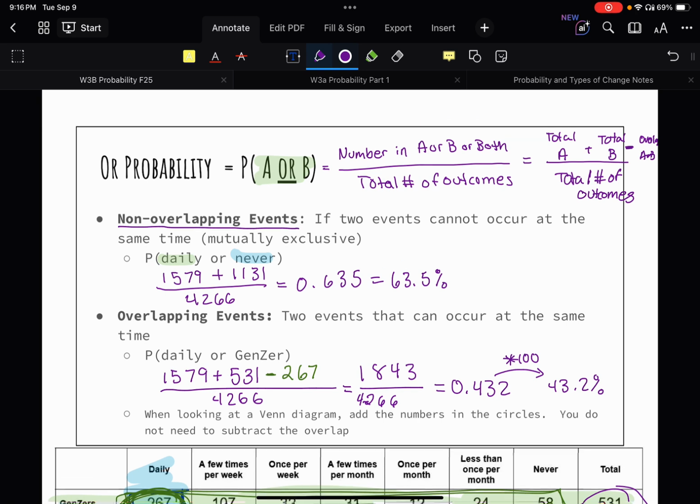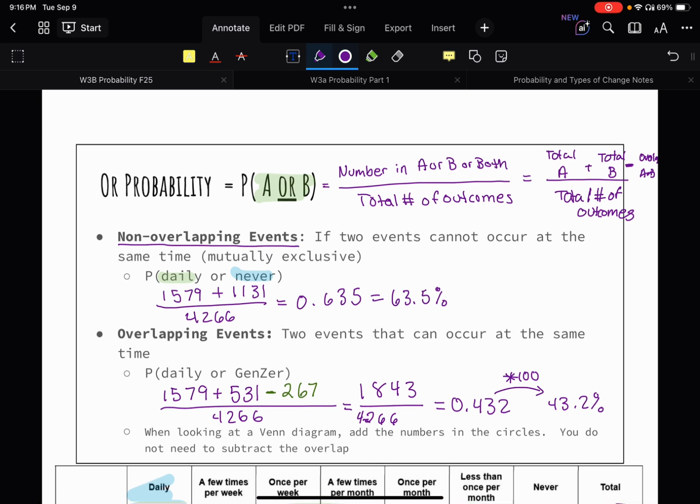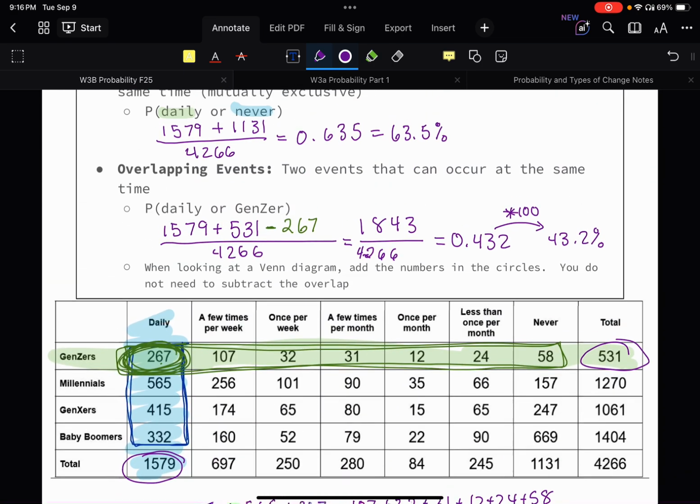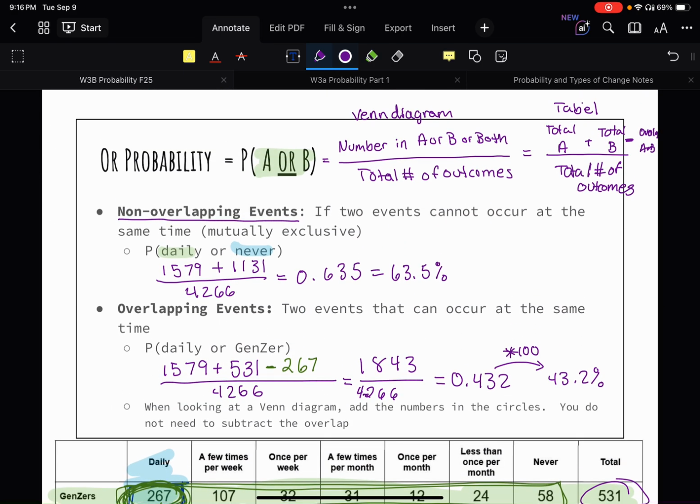So this way of thinking is really helpful for a Venn diagram, and this second way is really helpful for a table. But be careful how you use it. So hopefully that gives you a sense of how to handle OR probability, specifically from a table. Make sure to check out that Venn diagram video to get a sense of what it looks like in a Venn diagram.